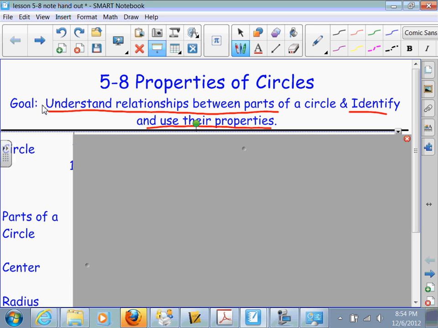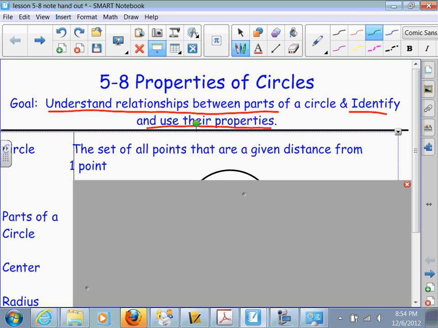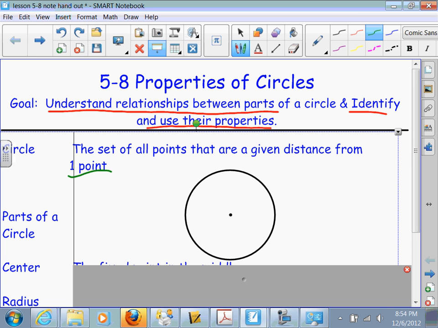So definitions. Make sure you fill these in as we go through. First thing we're going to talk about is, well, what the heck is a circle, right? A circle is a set of all points that are a given distance from one point, okay? Obviously, you know what a circle looks like, but this is the formal definition. Here is the point, okay? And here is the distance that all of the points on a circle are from that center point, okay?